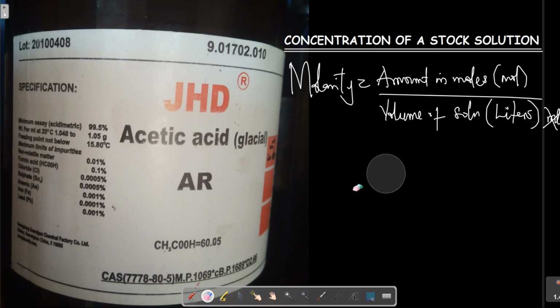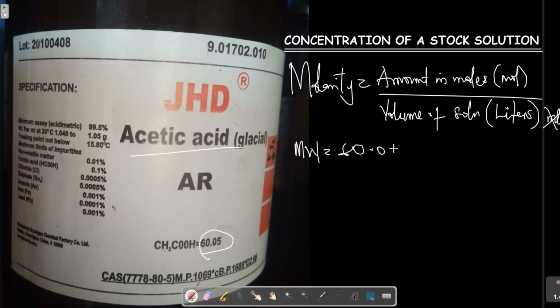So for you to do that, you get the information from the assay. First, you need to know the molecular weight of the acid, which you get from what you have here. The molecular weight of acetic acid is 60.05. After getting the molecular weight of the acid, the next thing you need to get is the percent concentration, which you can see here. Here we have 99.5% concentration.